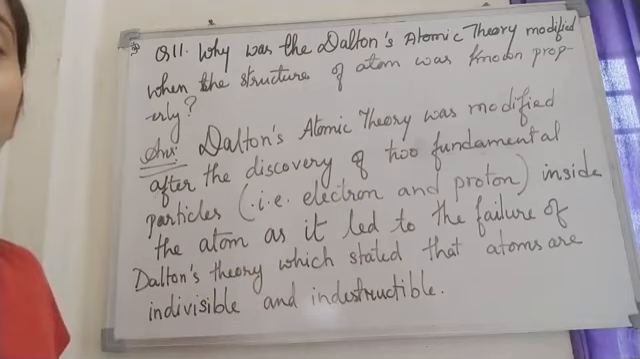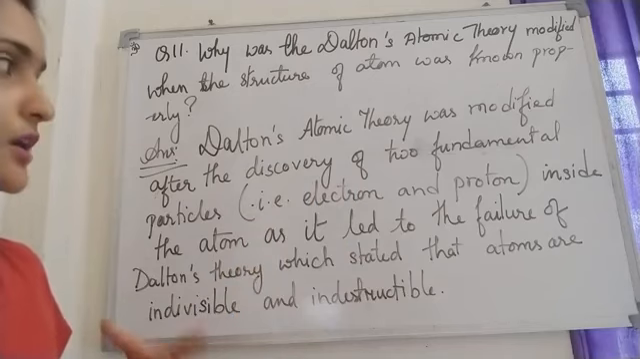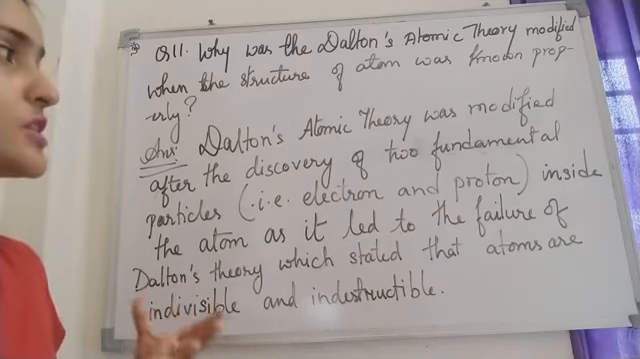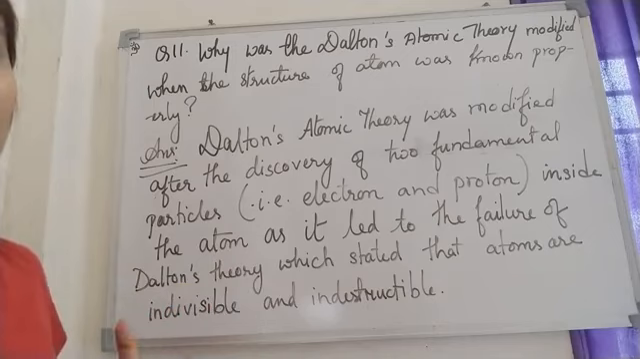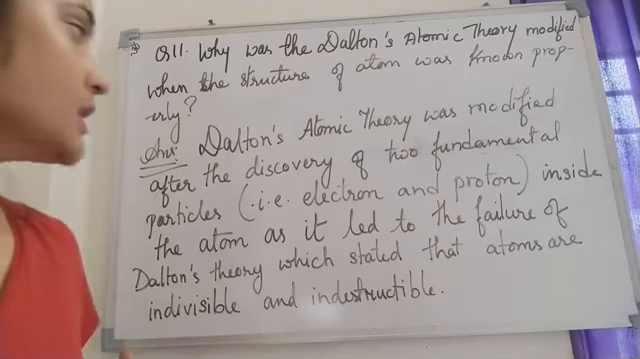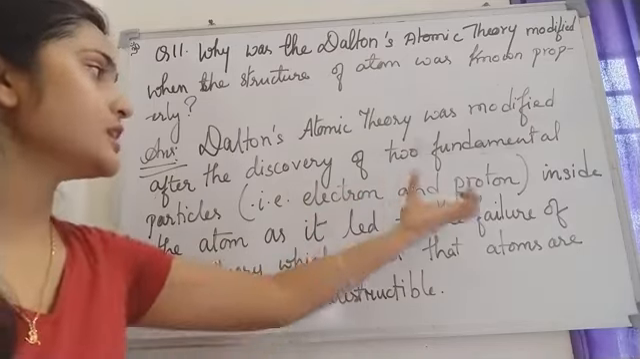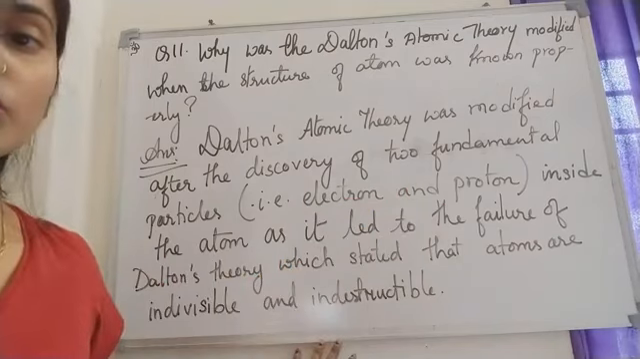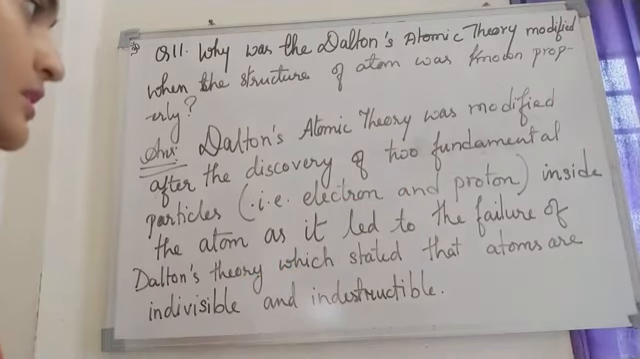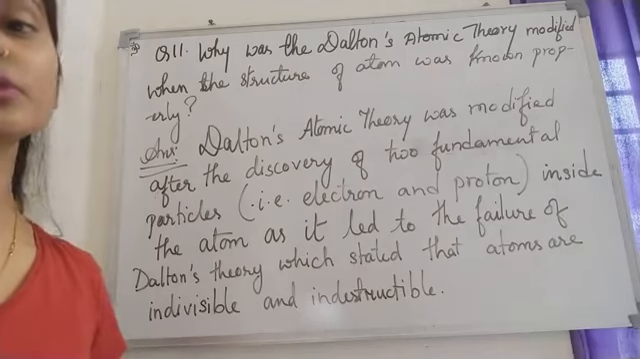Because of that reason, Dalton's atomic theory was modified after the discovery and study of the structure of atom. And in the structure of atom, we came to know about electrons and protons. So this is your answer. Note it down in your notebooks. We'll be studying about electrons and protons in our next unit.